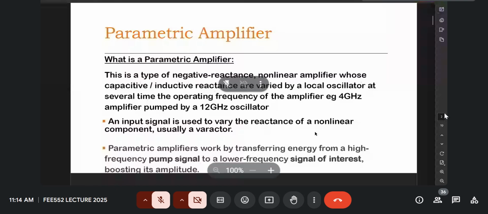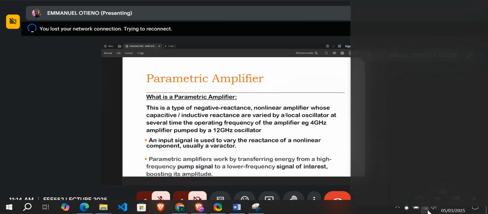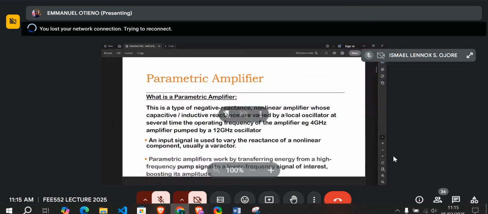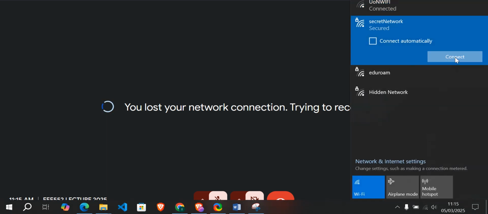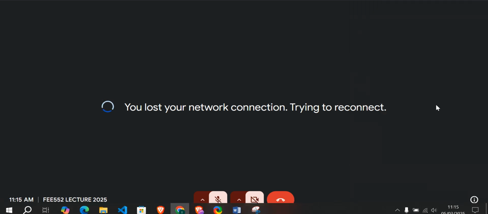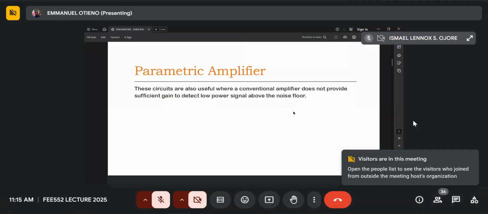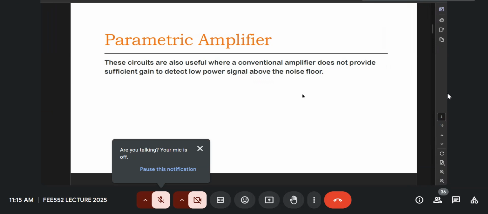That's why we use parametric amplifiers instead of the common amplifiers that we know, the transistor based and the vacuum tube amplifiers, which are prone to high noise that we want to avoid. Conventional amplifiers, the transistor based and the vacuum tube amplifiers, do not provide sufficient gain to detect low power signals above the noise floor.